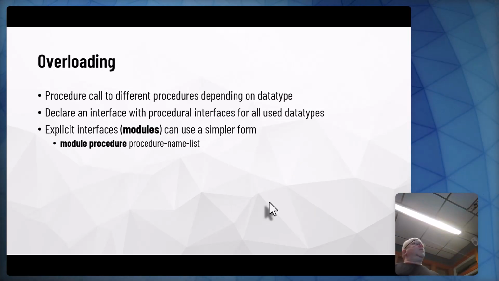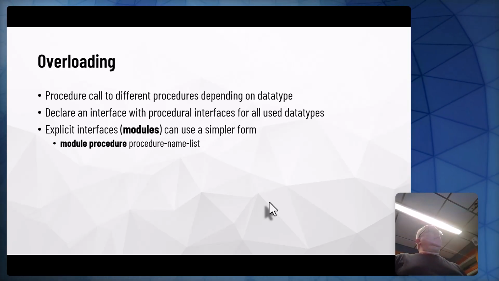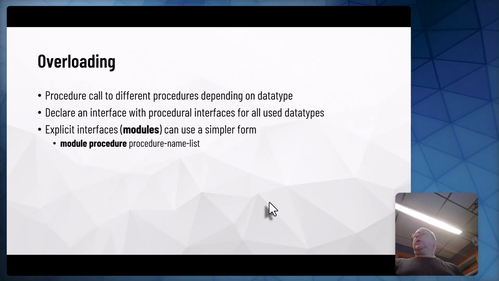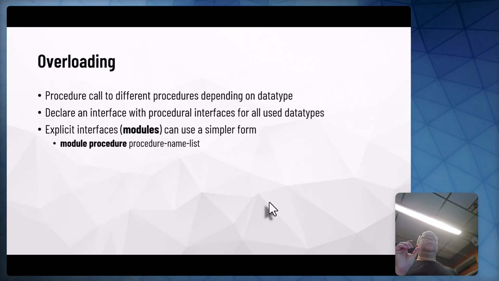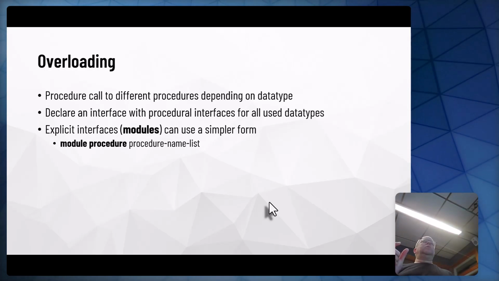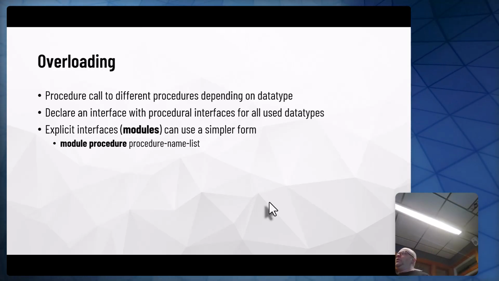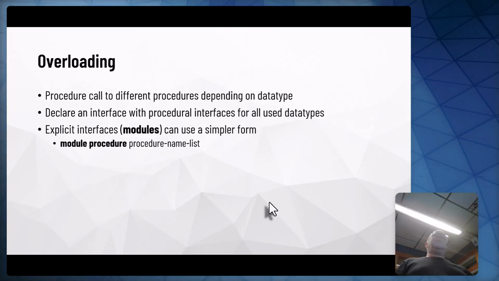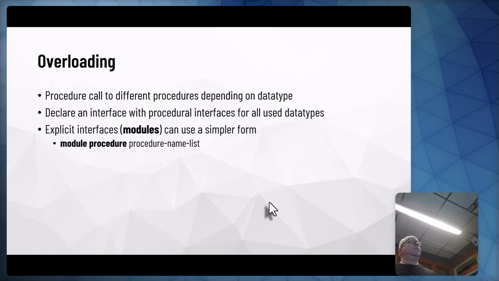Another cool thing with subroutines is that you can do overloading. And what does that mean? It means a procedure can be called depending on the data type. So you can have a procedure with the same name that you can use with multiple data types. In Python, this is kind of obvious. You can do that all the time. But in Fortran, which is a typed language, you need to handle how that should be done.